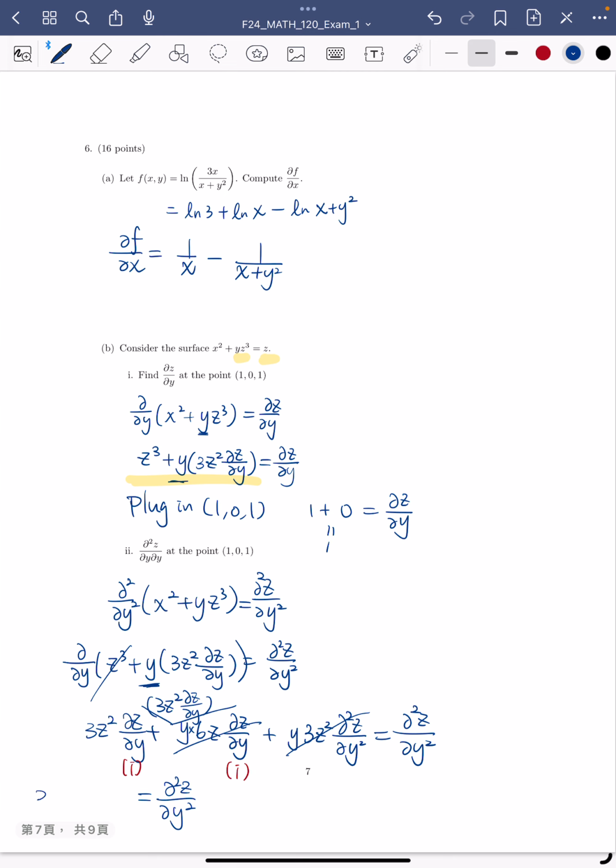So the answer is 3 times 1 plus 3 times 1. Okay, you have to be very careful because you better count how many terms you should get from the product rules. So you should have 4 here. Okay, so the answer is 6. Okay, sorry for that.